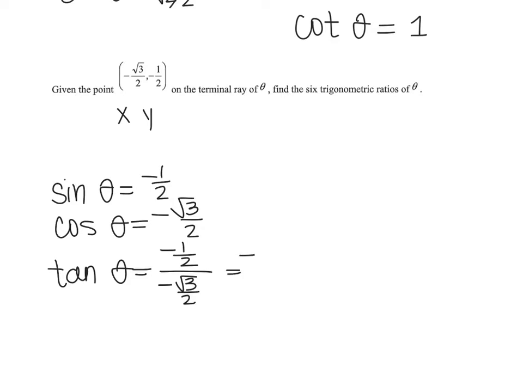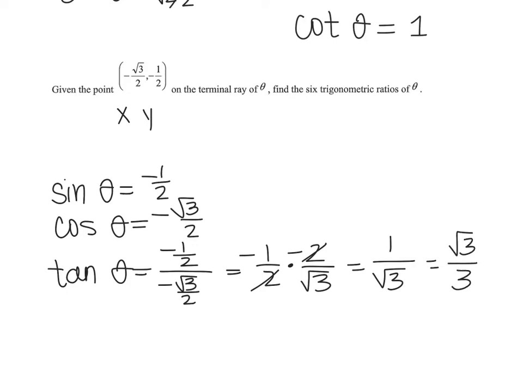So we can think of negative 1/2 divided by the negative square root 3 over 2 as negative 1/2 times negative 2 over square root 3. Because dividing a fraction by another fraction is the same thing as multiplying the fraction in your numerator by the reciprocal of the fraction in the denominator. So in this case, the 2's are going to cancel, and when I multiply straight across, I'm left with a negative 1 times a negative 1, which is going to be 1, over 1 times square root 3, which is just square root 3. Or if you rationalize the denominator, it becomes square root 3 over 3.